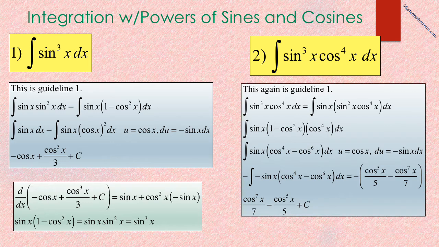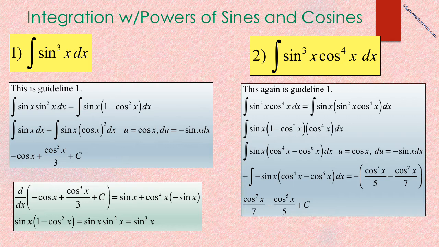Number 2 reads the integral of sine cubed of x, cosine to the fourth of x, dx. This is guideline 1, as the sine has an odd power. So we pull out a sine and we get the integral of sine of x times sine squared of x times cosine to the fourth of x dx. We can rewrite sine squared of x as 1 minus cosine squared of x, and our expression becomes sine of x times quantity 1 minus cosine squared of x times cosine to the fourth of x dx.